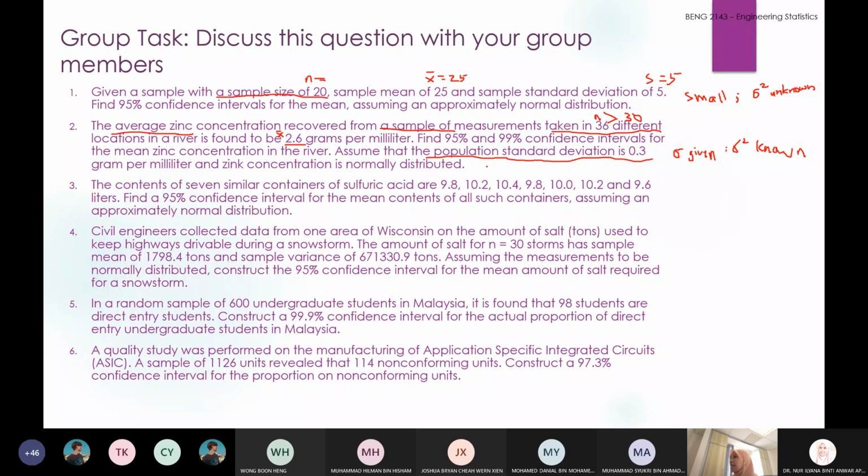So large and known, Ashraf. It's a known variance. Even though they give the population standard deviation, sigma, we can get the variance from it. Are you guys clear up to question number 2? Up to example number 2? Ashraf, do you know?